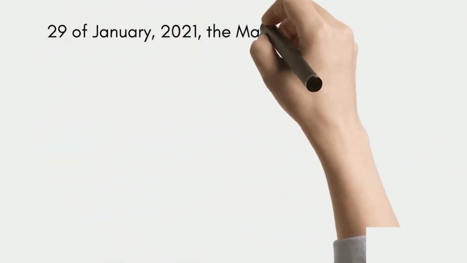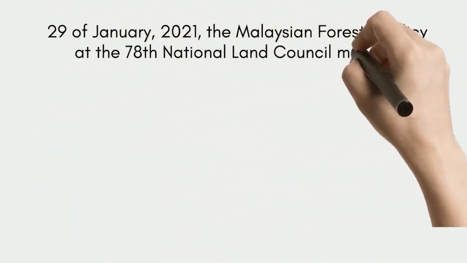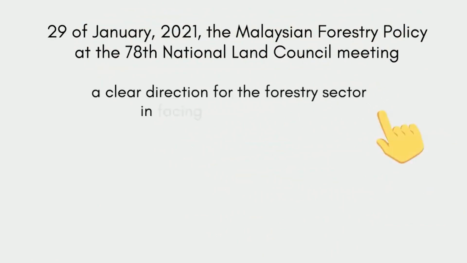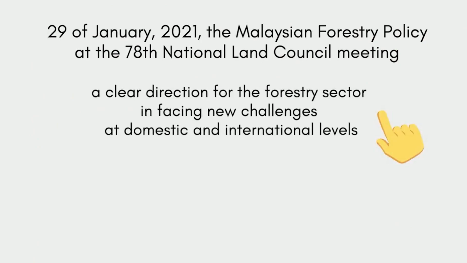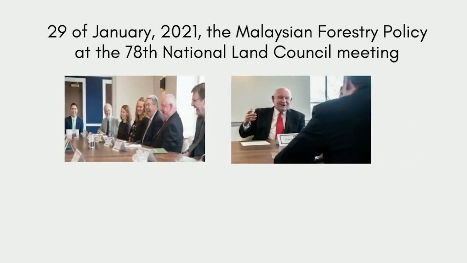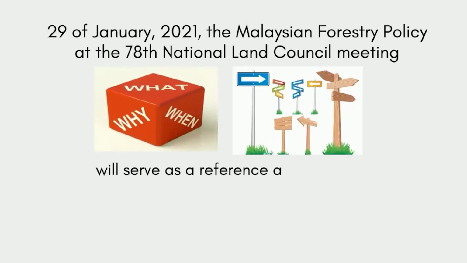On the 29th of January 2021, the Malaysian Forestry Policy was agreed upon by all state governments at the 78th National Land Council meeting, which outlines a clear direction for the forestry sector in facing new challenges at domestic and international levels. The policy had also gone through a process of negotiations between the Peninsula, Sabah and Sarawak since 2016. The Malaysian Forestry Policy will serve as a reference and guide to forestry policies.